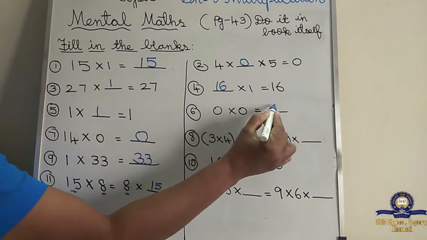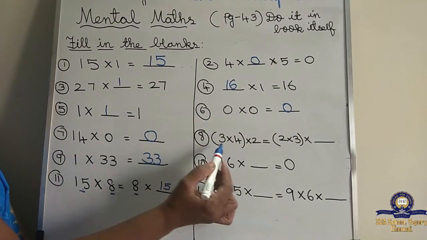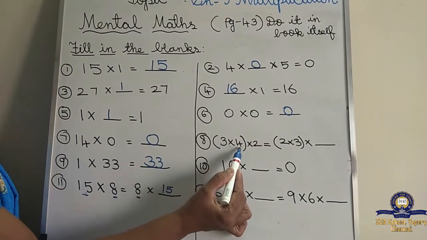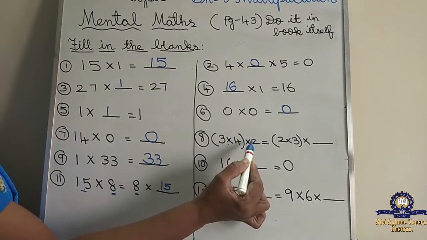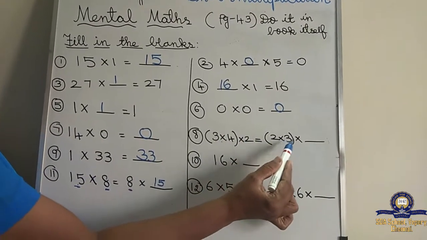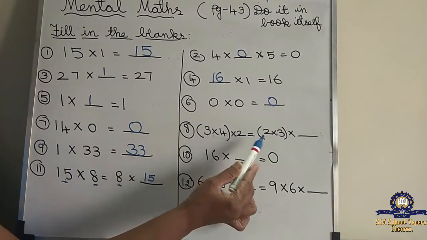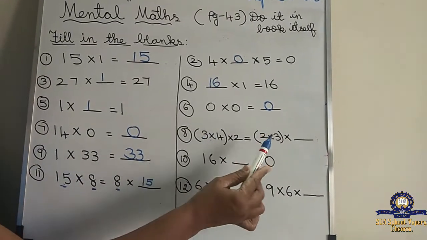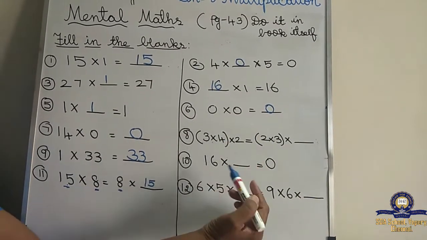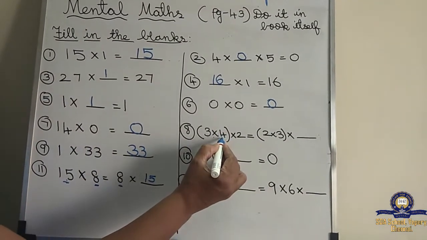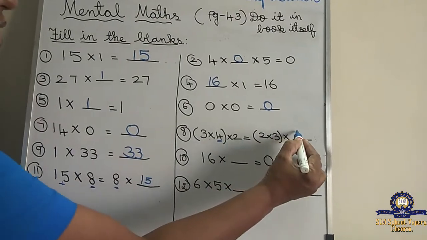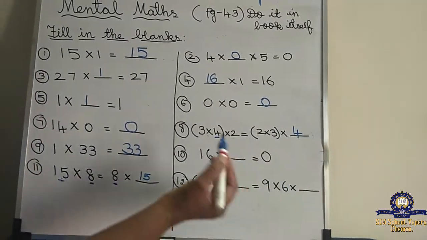0 zeros are 0. Here, 3 into 4 bracket into 2 is equal to 2 into 3 into dash. What answer will come, children? See here, this 2 is given here, this 3 is given here, and what number is missing, children? This 4 is missing. So what you have to write here? 4.